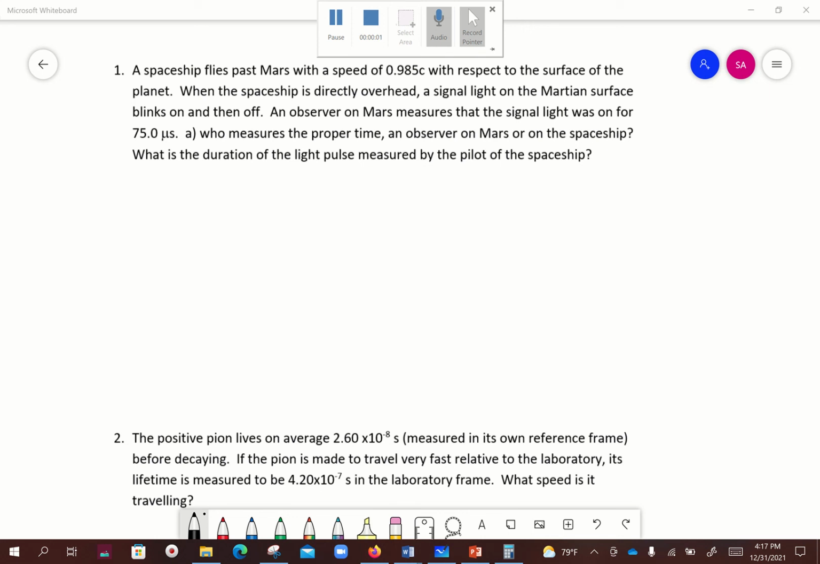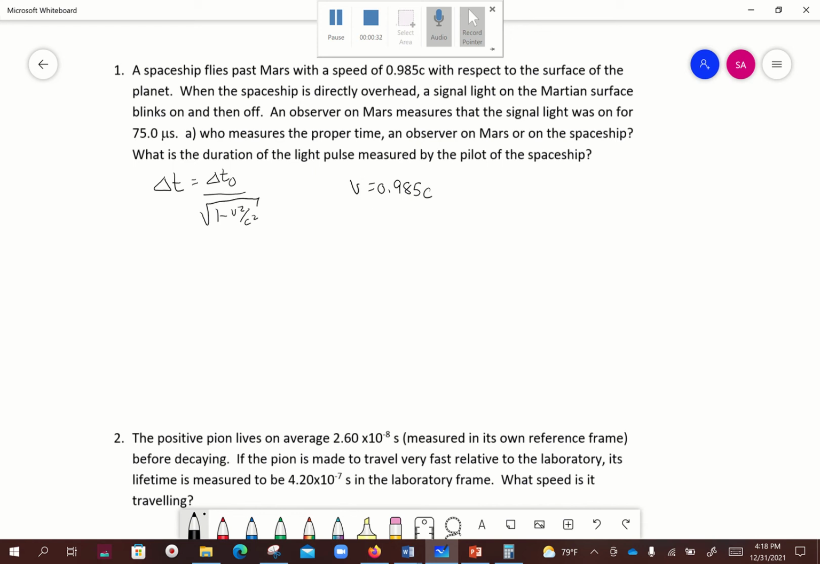So let's start off our relativity problems by doing a couple on time dilation. For time dilation, we have just one equation: delta t is equal to delta t0 divided by the square root of 1 minus v squared over c squared. So v is the speed at which the object's moving, in this case a spaceship. So we've got v is equal to 0.985 times c.